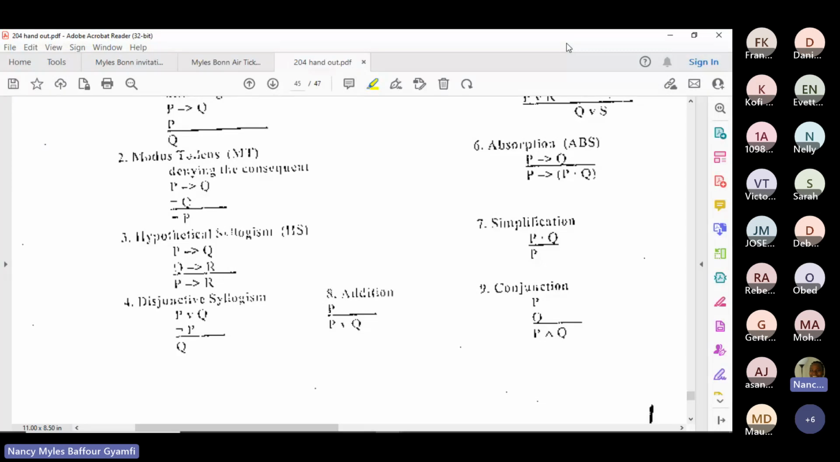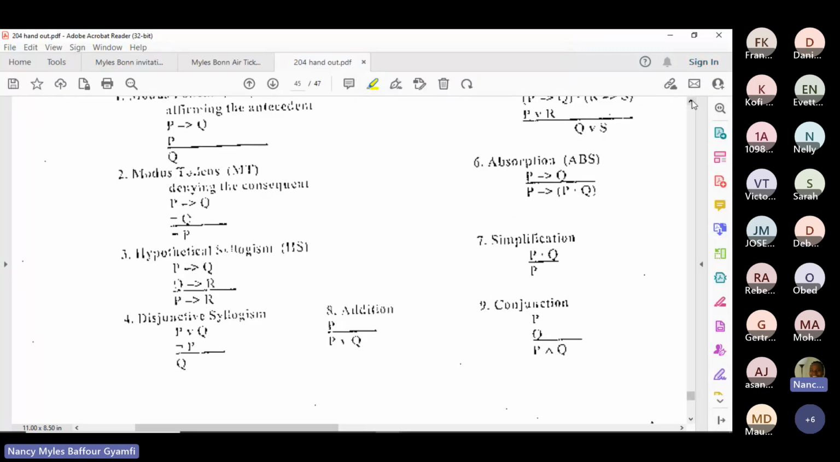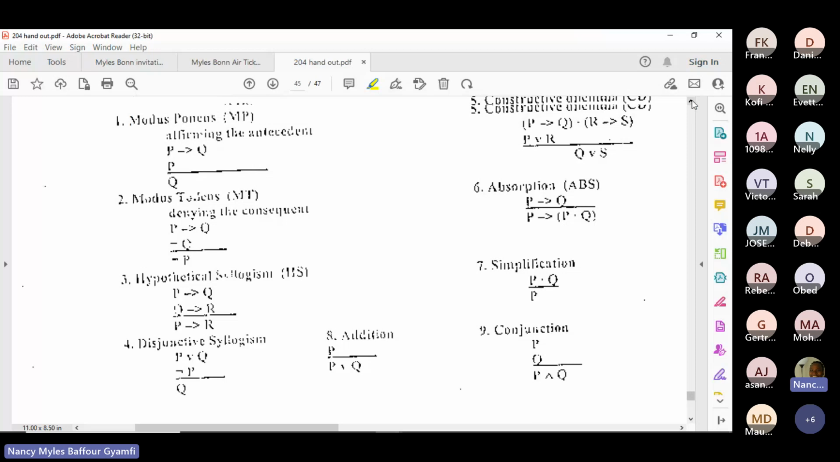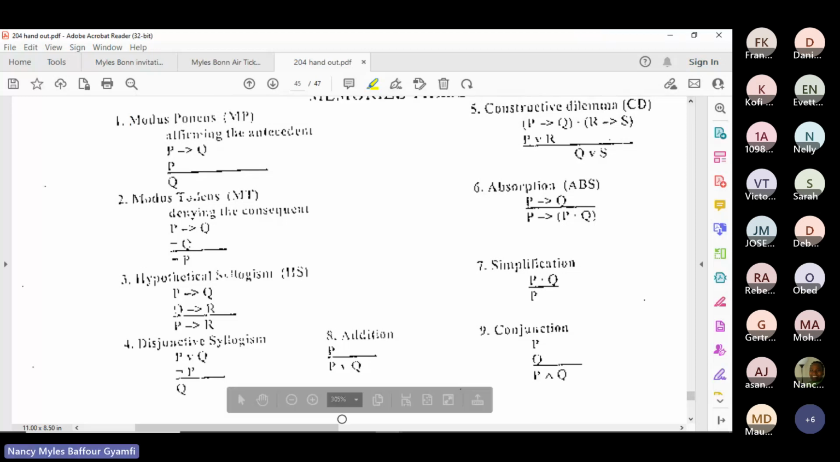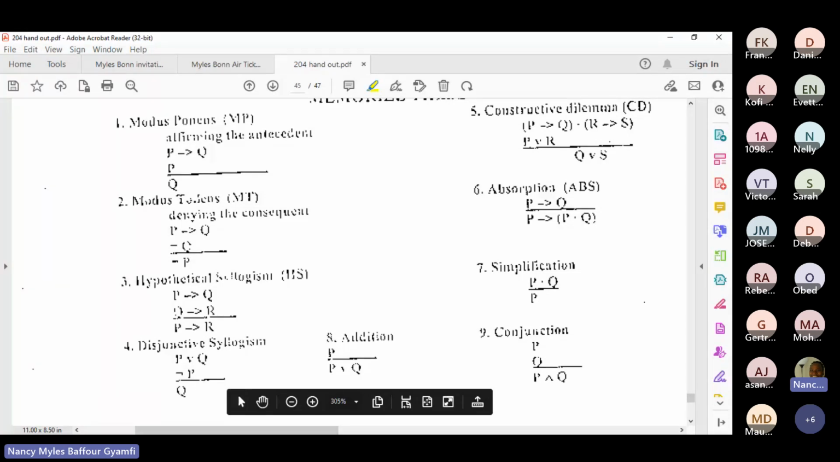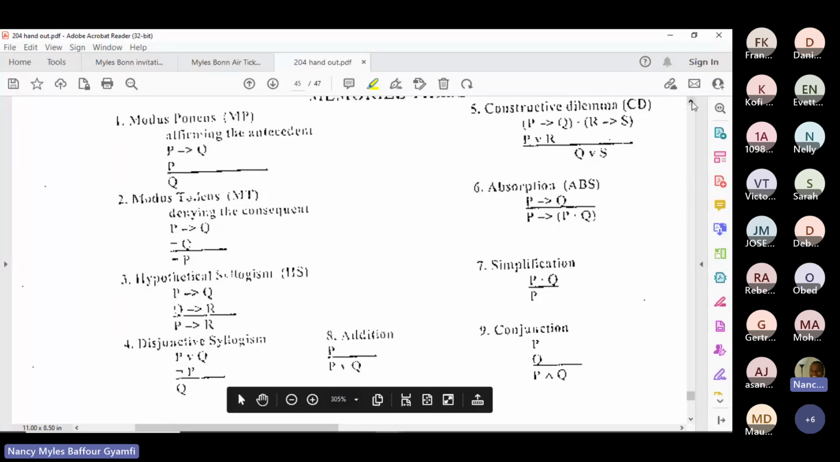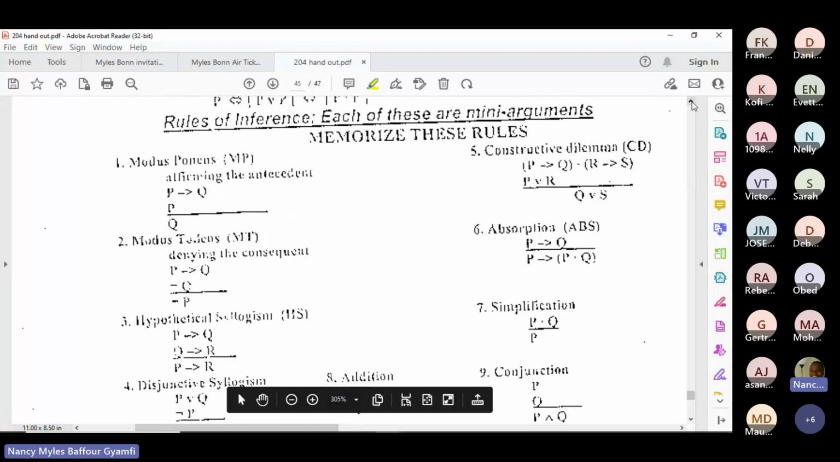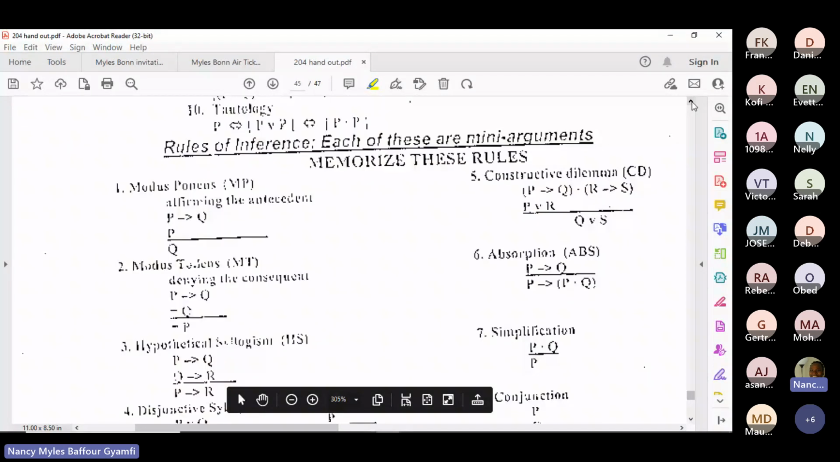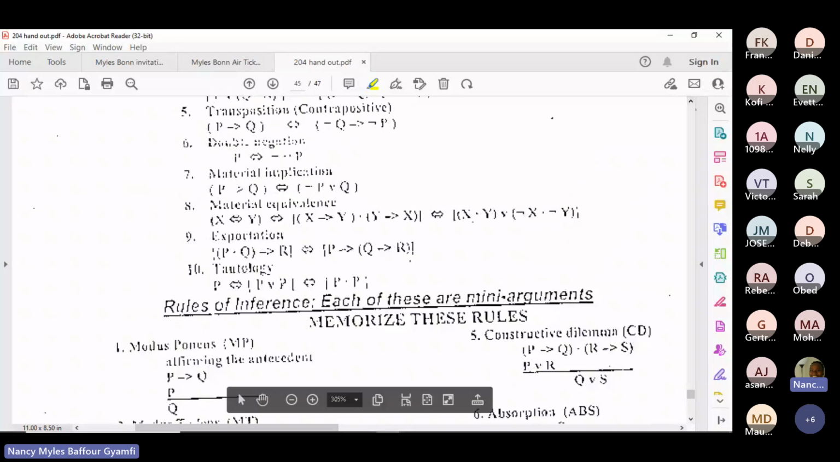The last two, absorption and constructive dilemma. Find a way of doing a truth table of it. Okay, and then you are so sorted. So let me take it off the screen. You two close your book and then let's see if you can test yourself. Test for the consistency of the rule of inference called modus ponens.